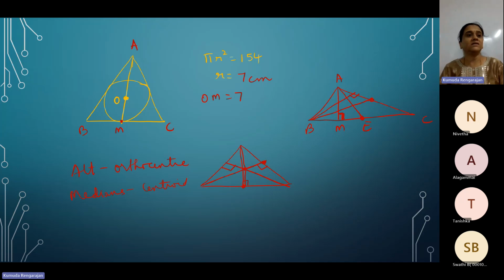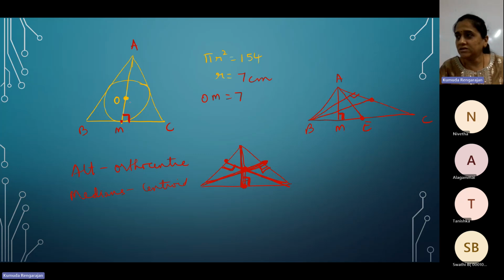Now, in an equilateral triangle, the medians and the altitudes will coincide. So the orthocenter and the centroid are both the same point. In an equilateral triangle, this is the orthocenter, this is also the centroid. This is the median, this is the altitude. So it will be 90 degrees here plus this is the midpoint. So this is an equilateral triangle. So this is 90 degrees.